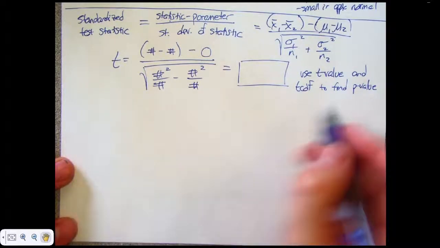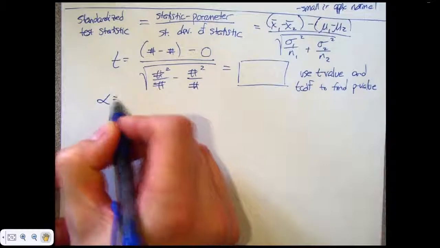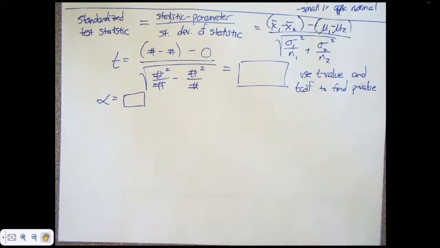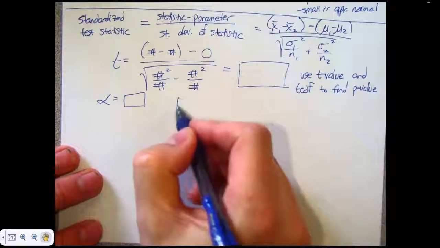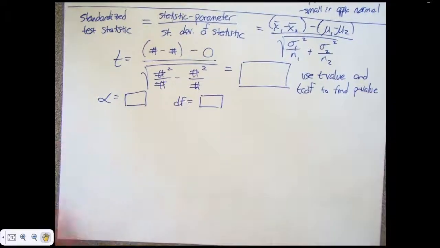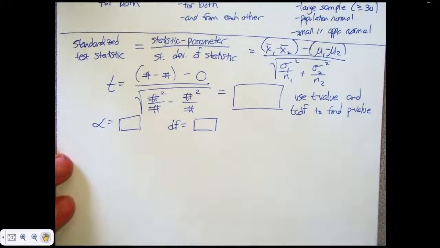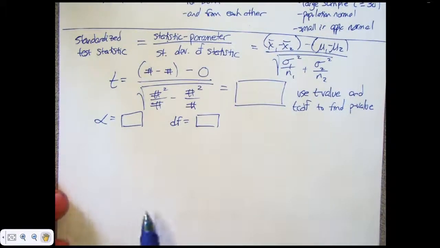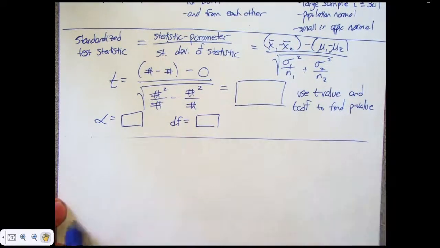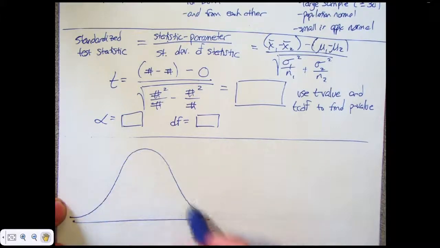Okay, then you're going to have an alpha. So alpha equals whatever. You're going to have a degrees of freedom. We won't know until the calculator tells us. Then we're going to have a drawing and a conclusion.